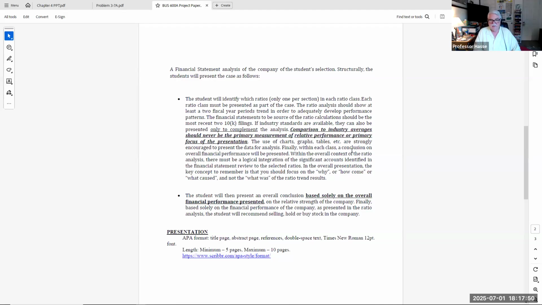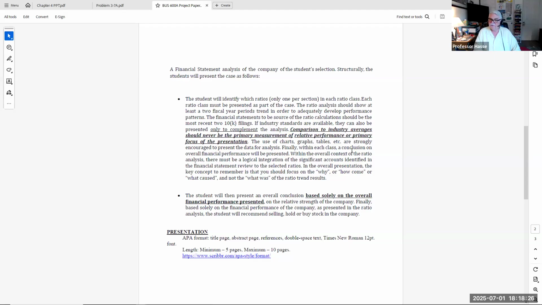We've talked about that. A trend in order to adequately develop performance patterns. The financial statements to be the source of the ratio calculations should be the most recent 10K filings of your company. The 10K for the fiscal year 24, the 10K of the fiscal year 23. Now those 10Ks are big documents, so you can't print them out. You have to download them and then review them on your computer. They're all 300, 200, 400 pages long.